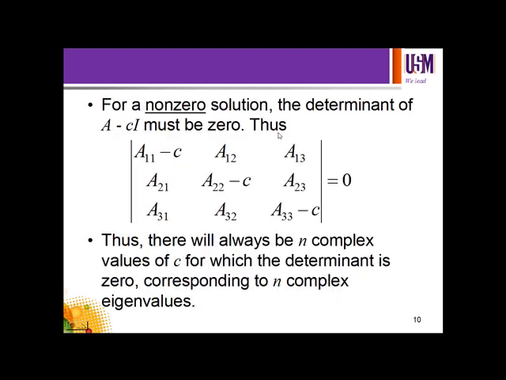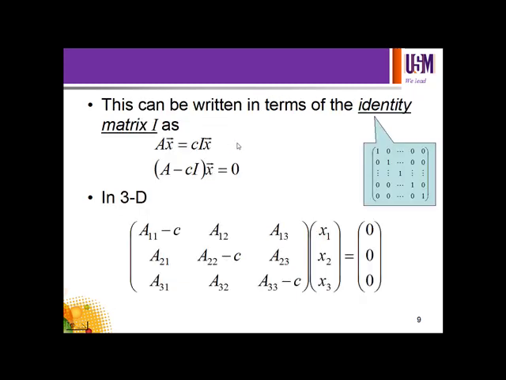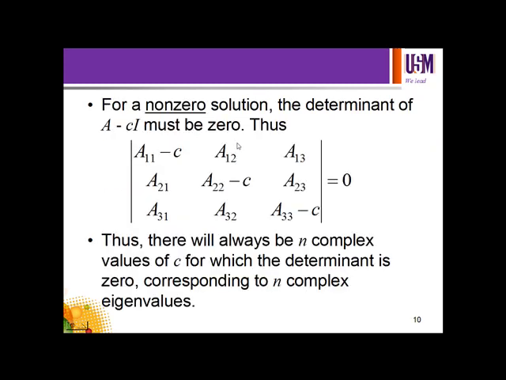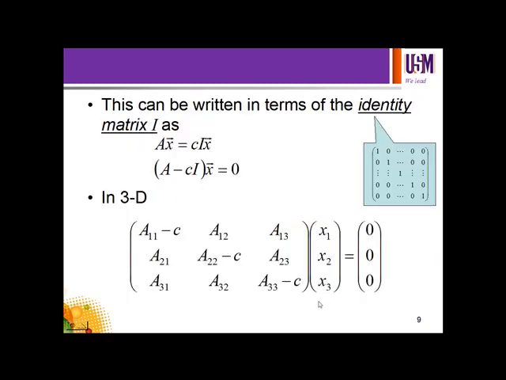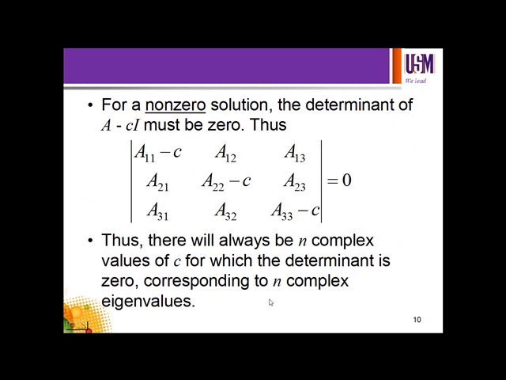For a non-zero solution, the determinant of A minus CI must be 0. If we want this relation to have a non-zero solution, that means for the vectors here to be non-zero, the determinant here should be 0. This is what we call the determinant of the matrix, multiplied by the variable vector, equal to 0. So of course, if the vector is not 0, then the determinant of the matrix must be equal to 0. That means (A11 minus C) and so on and so forth equal to 0.